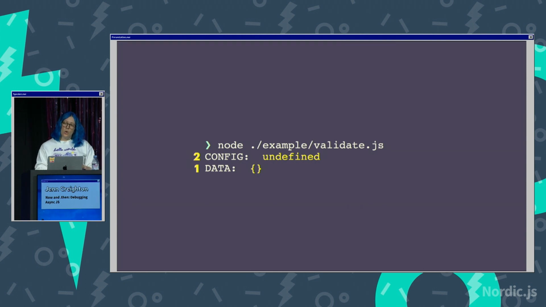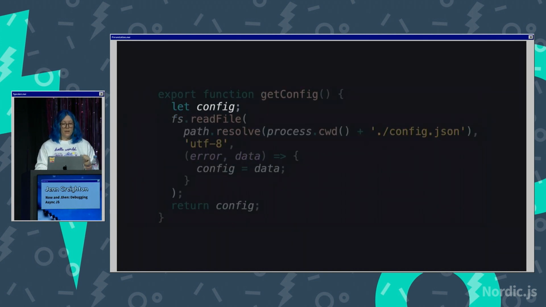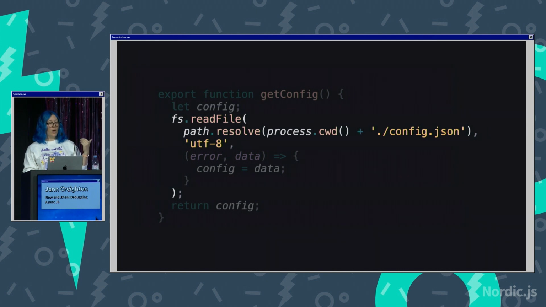You might not even know it's asynchronous. You might write code like this, not knowing that read file is asynchronous, which let's just step through this really quickly so that we are all on the same page about what's happening here. The config variable is created, and then we call read file. Since that is asynchronous, it starts, but it doesn't actually block the next line from executing. And that next line returns the config variable, which was never set, and so its value is undefined.